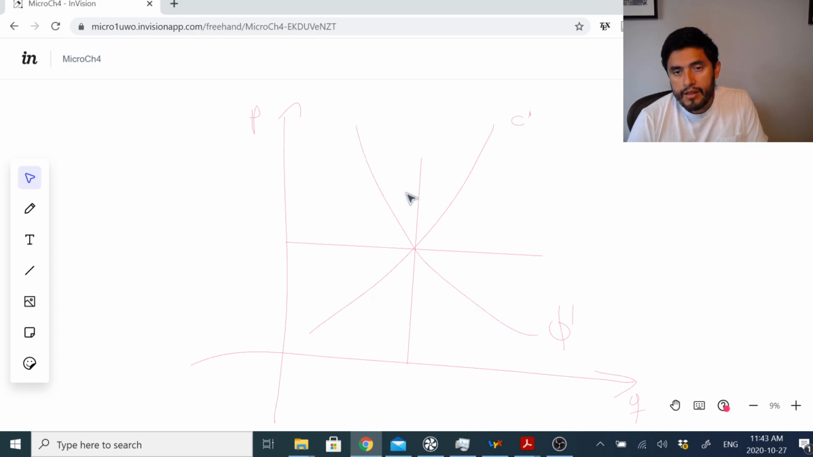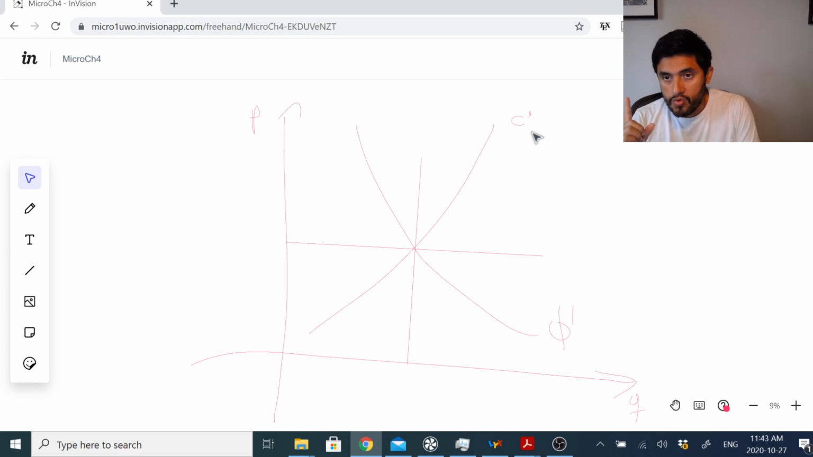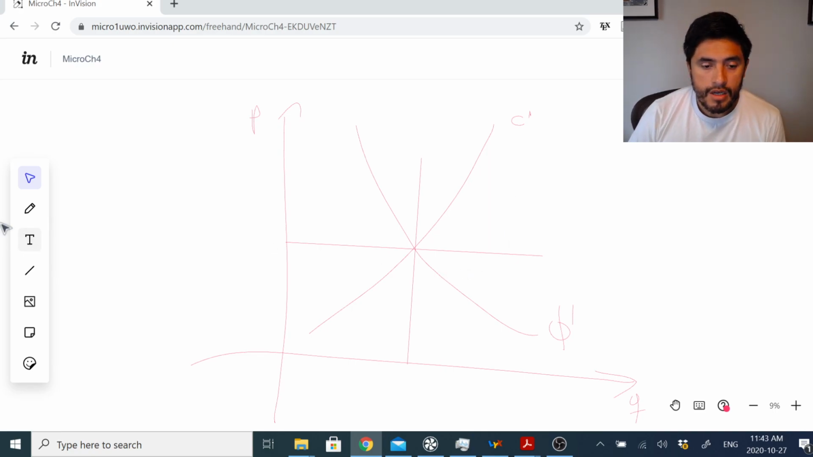So remember, these curves are basically the sum over all the individual marginals. Here I'm assuming just one consumer and one firm, of course, for graphical purposes. Now, in real life, I have many consumers and many firms.